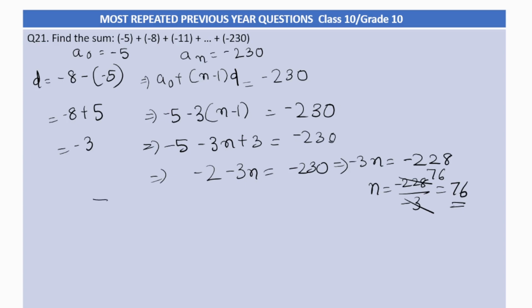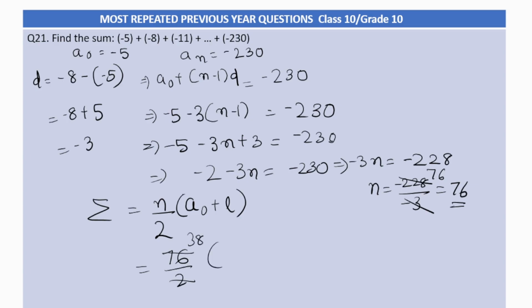So, now we can use the summation formula. What is the summation formula? n by 2, that is the number of terms, by 2, and within brackets we have to write first term plus last term, A0 plus L. L is the last term, A0 is the first term. n value is 76 by 2. This will be 38. So, I'll write 38 here, and A0 value is minus 5. We know from here. And L value is minus 230, the last term from the series. So, what remains is minus 235 into 38.